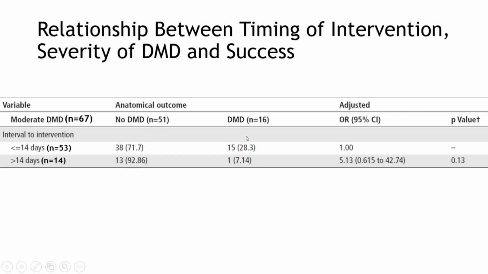And when we look at this, we see 28% of the people who underwent descemetopexy early had a persistent Descemet's membrane detachment, whereas this percentage was only 7% when intervened late. So what do you understand from this particular statement? What can you comment? What do you want to say?